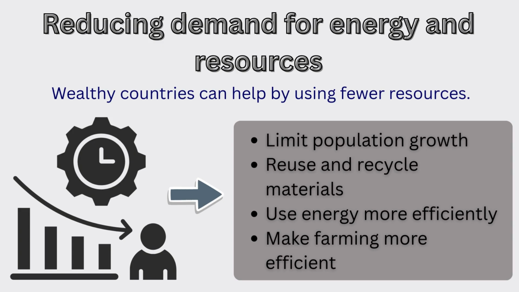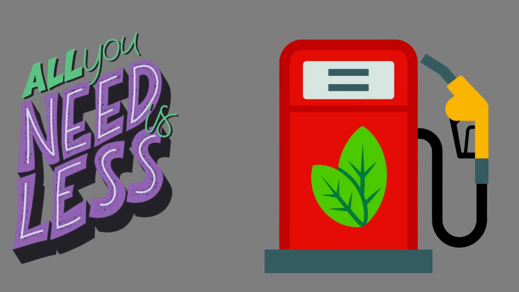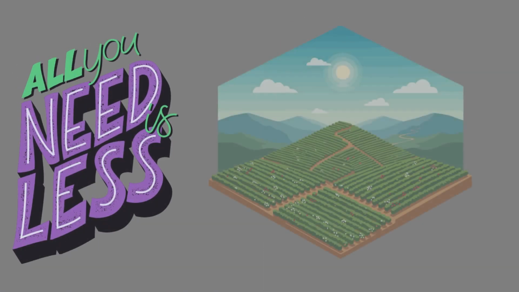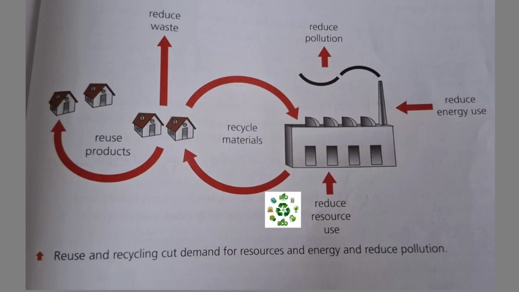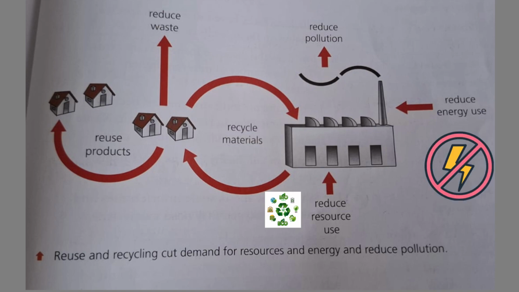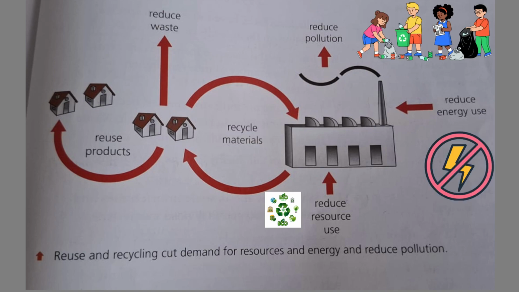They can limit population growth, reuse and recycle materials, use energy more efficiently, and make farming more efficient. So, less fuel is needed for energy and less land is needed for crops. Reducing our use of resources also cuts the amount of energy needed to make things and reduces pollution also.